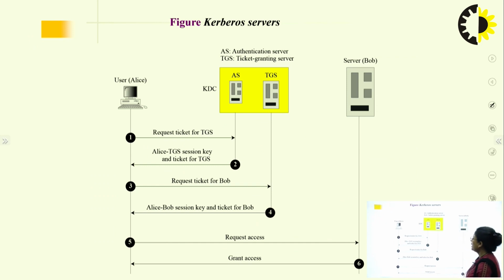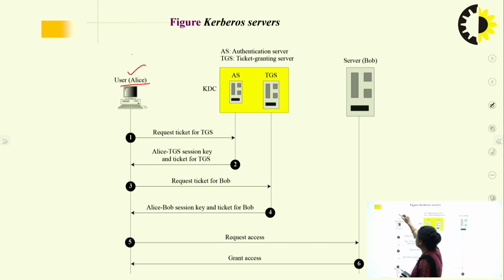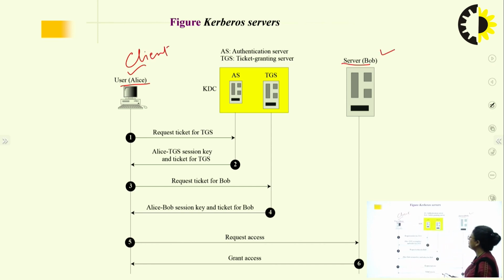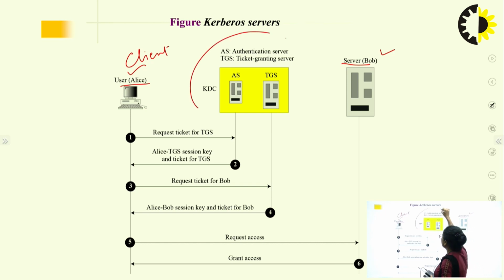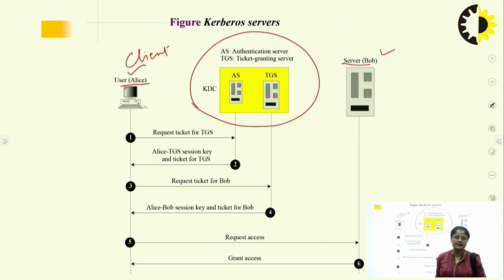Now I'm explaining this entire process in more detail. Here we have the client, which we are calling Alice or user. This is the client, and this is the server, which we are calling Bob. So to communicate, we have the mediator, which we call KDC, or the key distribution center. In case of Kerberos servers, this KDC is made up of two servers, the authentication server and the ticket granting server.